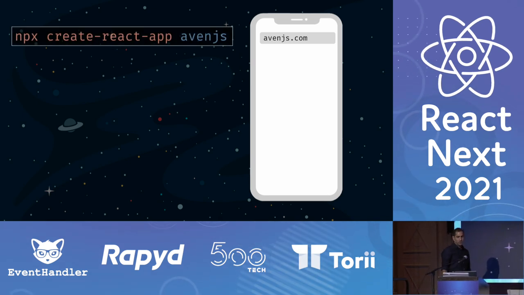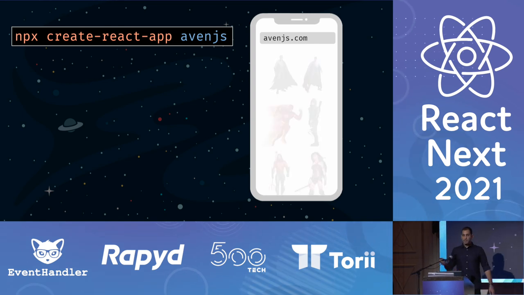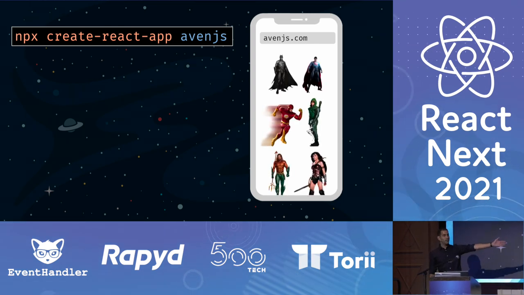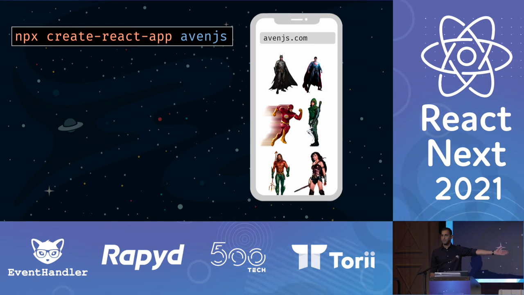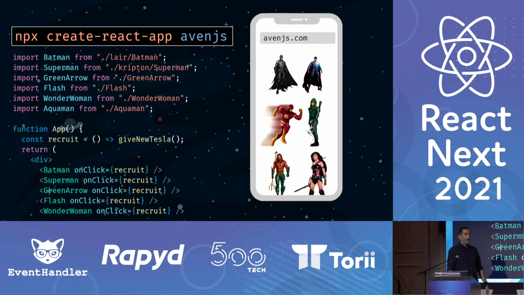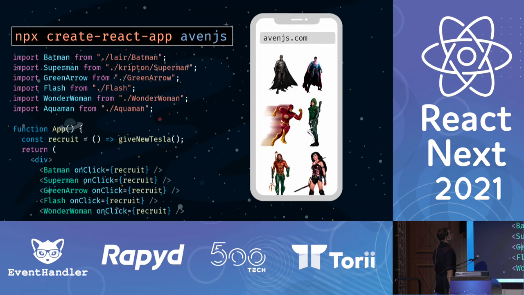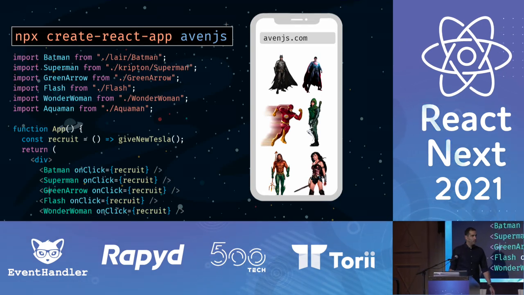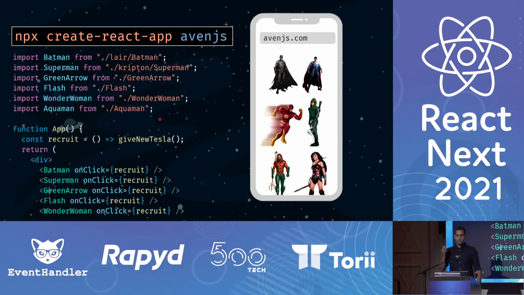avengers.com. And you do, of course, the npx create-react-app avengers. And you have all the juniors that you want to recruit. And of course, they're from DC, because you always recruit from the competing companies. And this is your code. This is how your code looks. You just import all of them, and you throw them all into the same bundle.